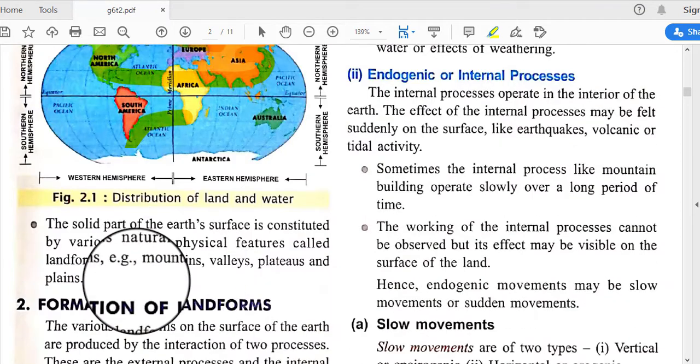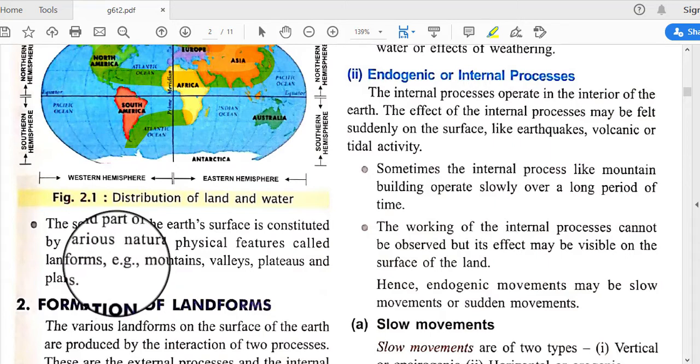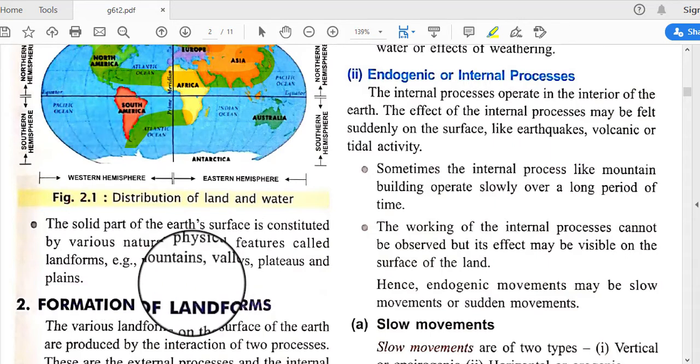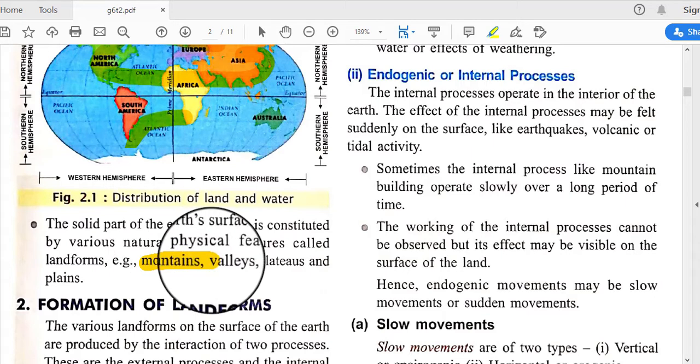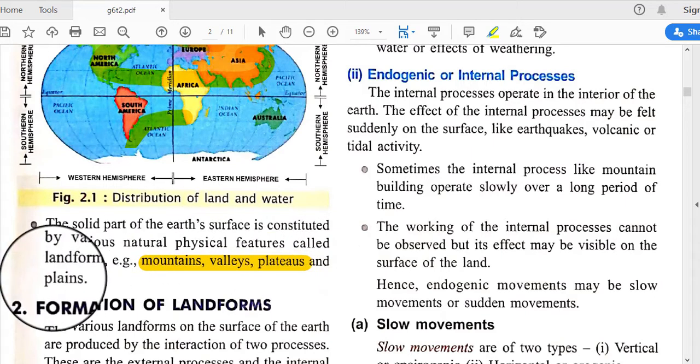The solid part of the Earth's surface is constituted by various natural physical features called landforms, and these solid parts form various kinds of landforms. They may be mountains, valleys, plateaus and plains.